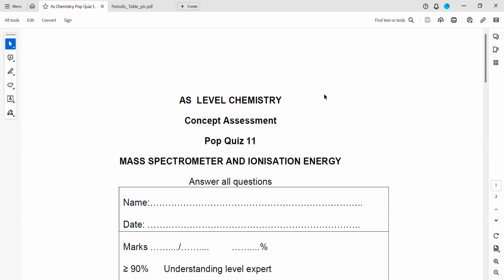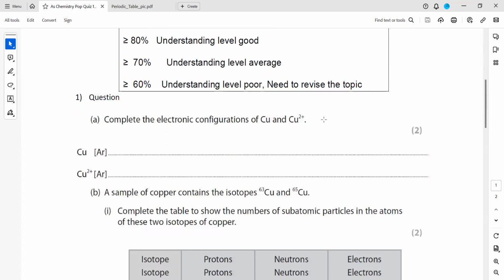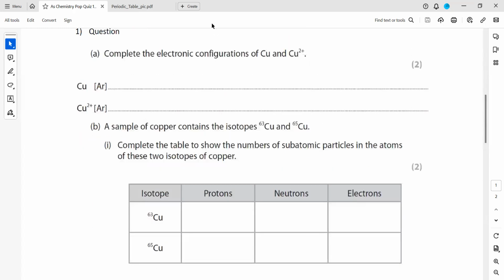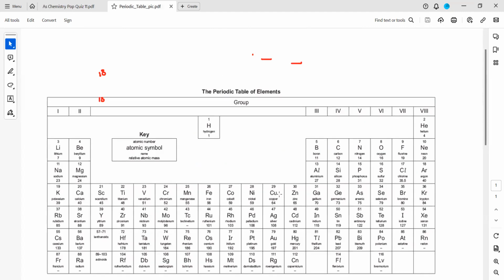So this one is a pop quiz 11 related to mass spectrometer and ionization energy. We have to complete the electronic configuration of copper atom and copper plus 2 ion. Till argon it is same. Argon is 18. So till 18, using a periodic table, we have to identify the position of copper, like atomic number of copper, which is 29.